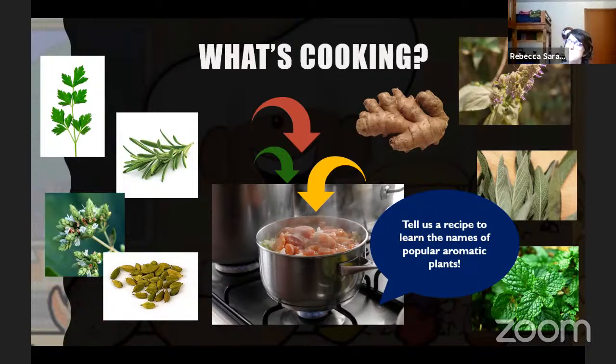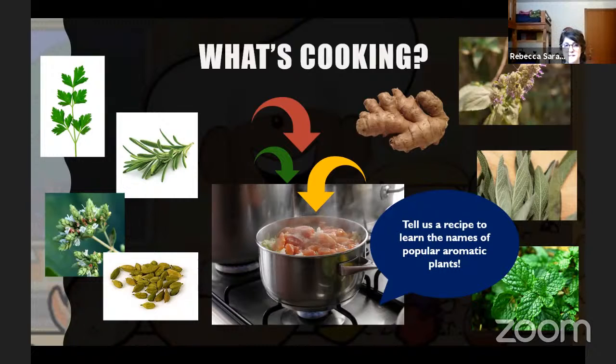But yeah, I would like you to try and practice the names of some aromatic plants, which are the ones that we eat, right? They're plants that we eat and that we usually put in food to give them a certain taste. So we have cardamom, we have rosemary, we have mint, we have ginger. All these are considered some sort of aromatic plant because they give an extra taste to the food we eat. So I would like you to tell us a recipe.